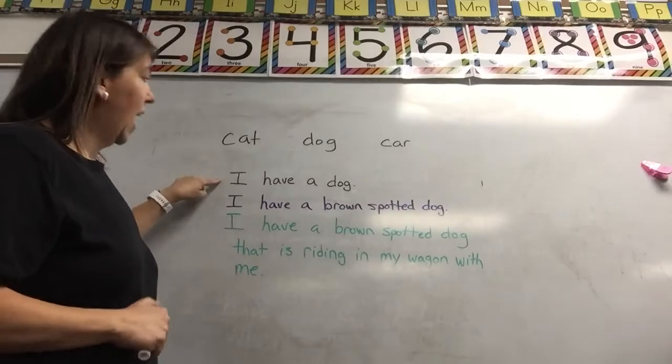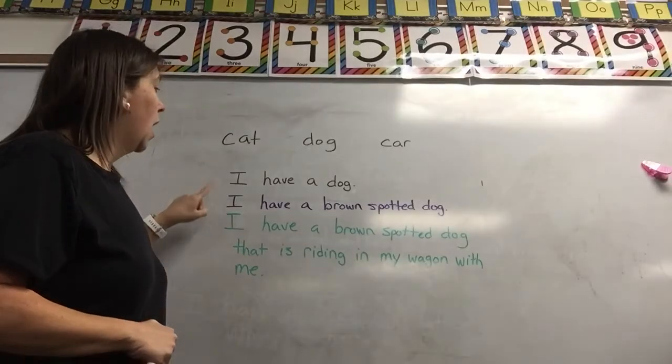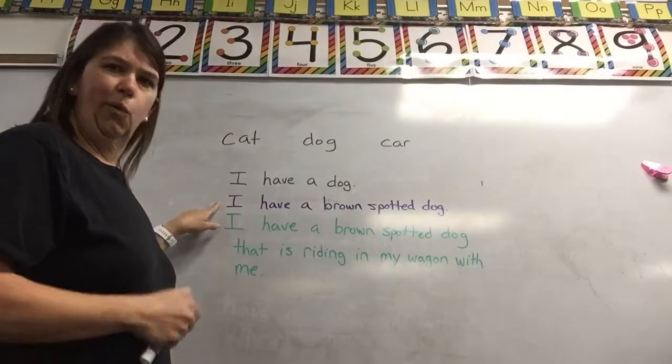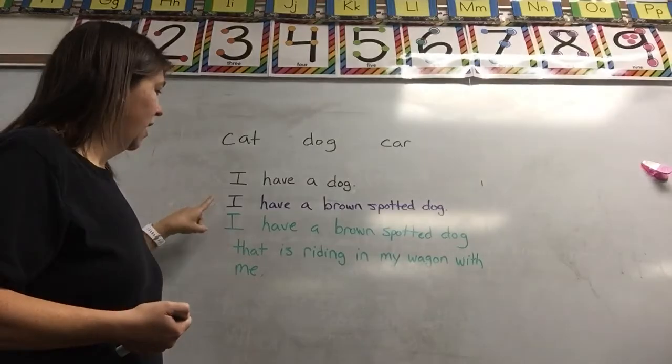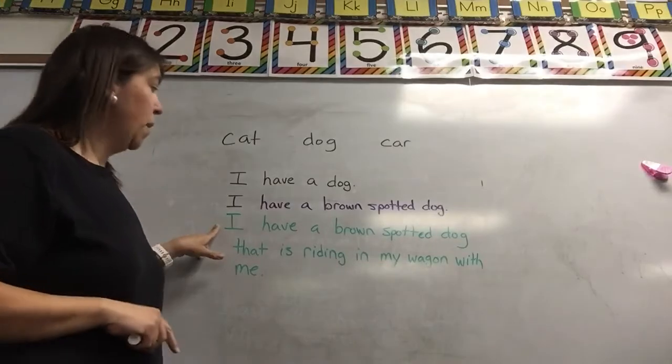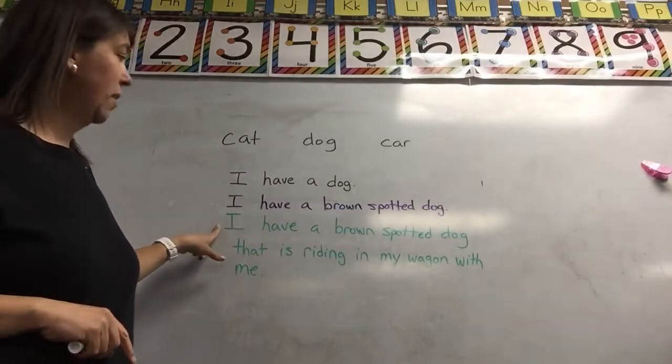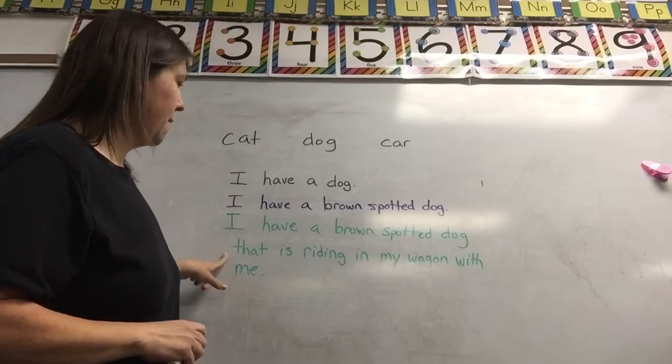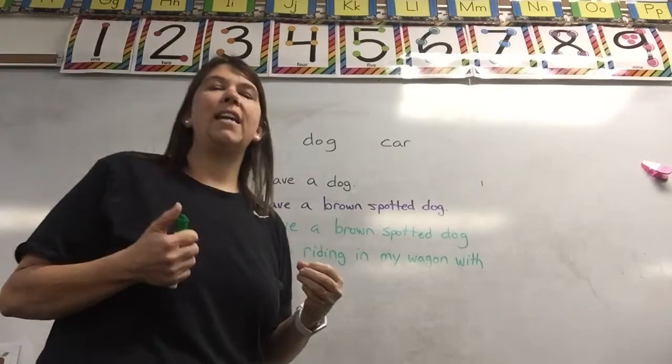We started with, I have a dog. I have a brown spotted dog. Ooh, we got a little better. But then we decided to step it up all the way. And we took it to, I have a brown spotted dog that is riding in my wagon with me. Okay, now you're much better.